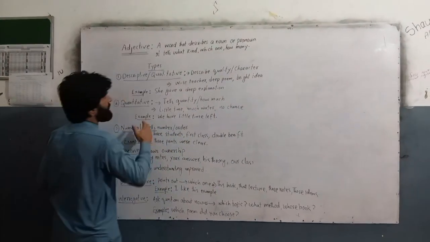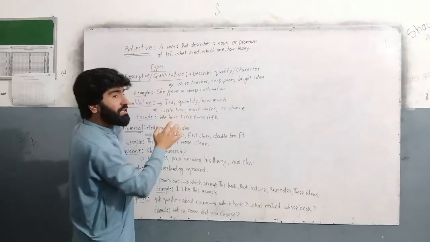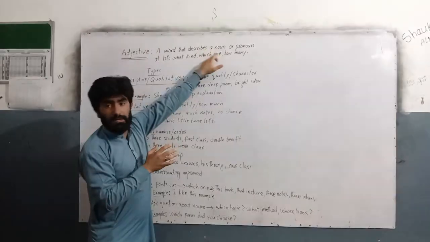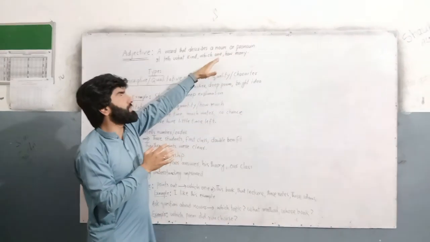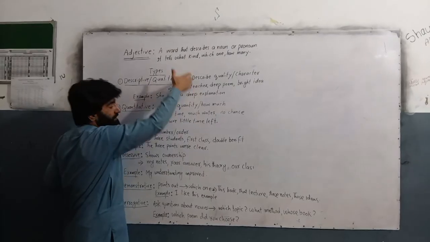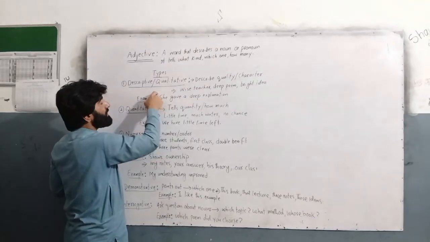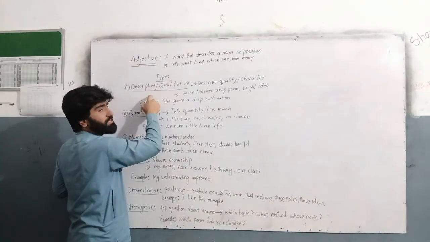For example, what is the function of the adjective? The function of the adjective is to describe a noun or pronoun. How it will describe a noun and how it will describe a pronoun, I will discuss later in this lecture. So, the types of adjective. First of all, we need to learn the types of adjective.